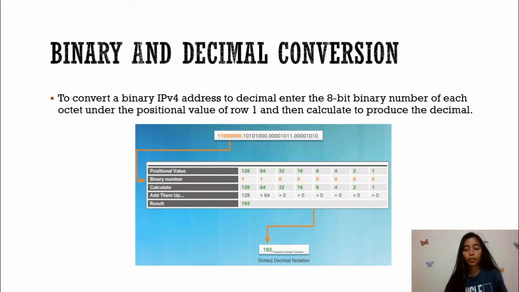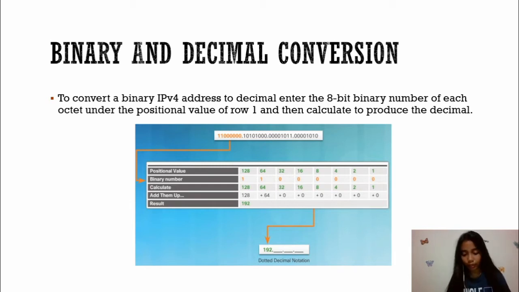For the next one, we have the subnet mask, and there are 3 IP addresses that must be configured on a host. First, the unique IPv4 address of the host. Second, the subnet mask, which identifies the network or host portion of the IPv4 address. And third, the default gateway, which is the IP address of the local router interface.